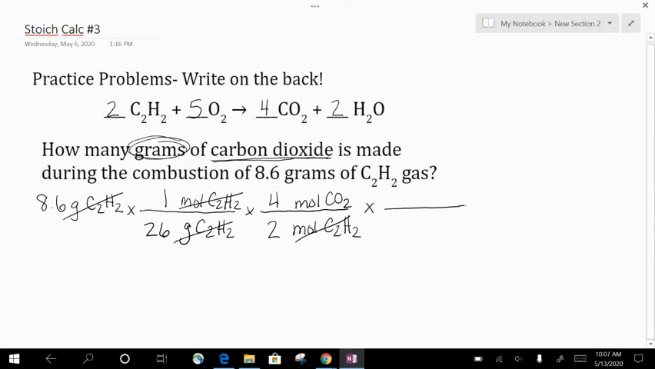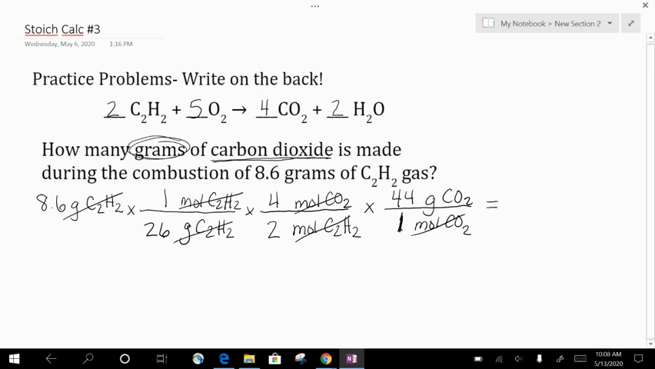Times in a line. Moles CO2, grams CO2. In 1 mole of CO2, it should equal grams from the periodic table. So you need to add up 1 carbon and 2 oxygens. 12 plus 16 plus 16. That would be 44 grams. Moles of CO2 cancel. And now you need to multiply across the top and then divide by the bottom.